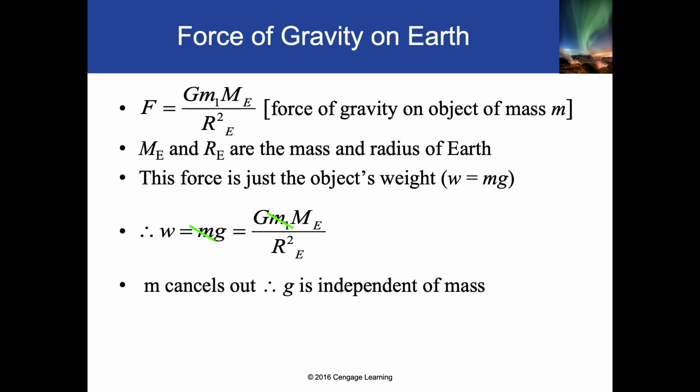So this force is just the object's weight, which is W equals mg, which we talked about before. Your mass times the gravitational acceleration that you have on Earth. And so interestingly enough, you can actually cancel out the first masses. You can cancel out the m here and the m there. Both those masses can cancel out, and what that shows you is that gravity is independent of mass.